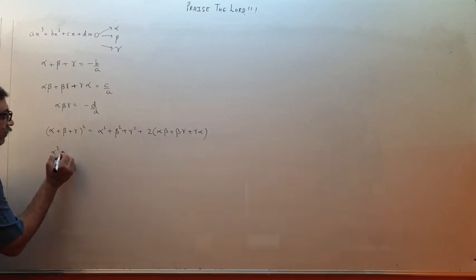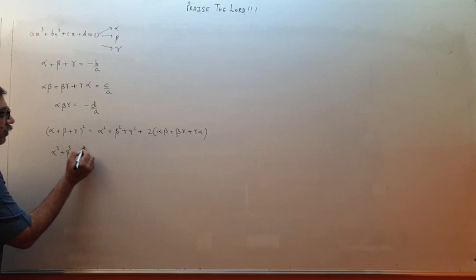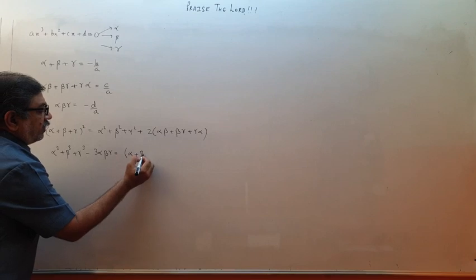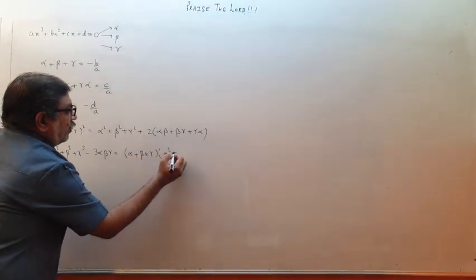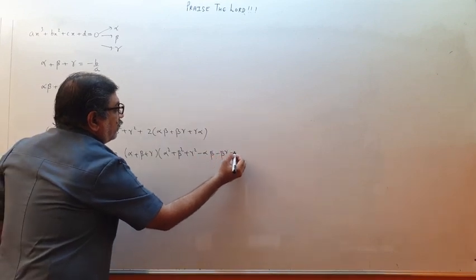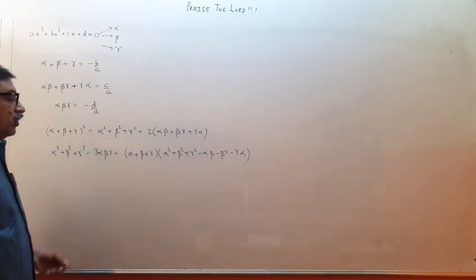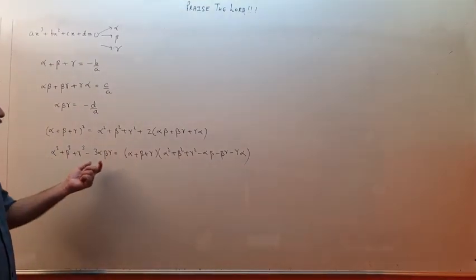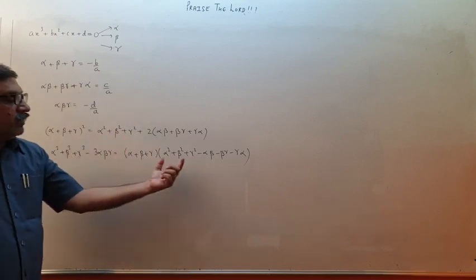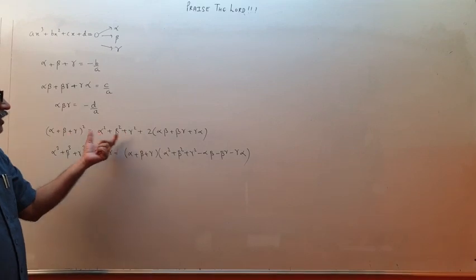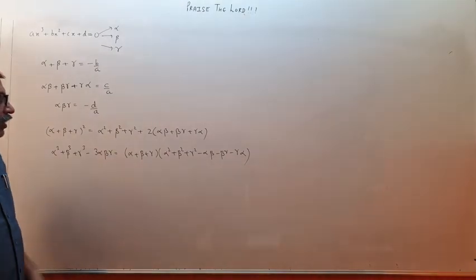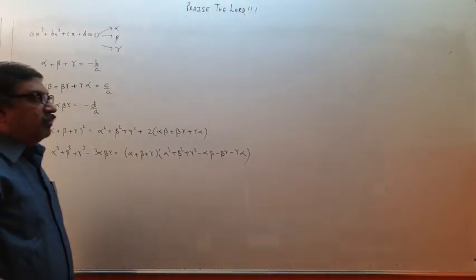And alpha cube plus beta cube plus gamma cube minus 3 alpha beta gamma is alpha plus beta plus gamma into alpha square plus beta square plus gamma square minus alpha beta minus beta gamma minus gamma alpha. So if you want alpha cube plus beta cube plus gamma cube, you know alpha beta gamma, you know alpha plus beta plus gamma from here, alpha square plus beta square plus gamma square you will get from the previous identity. So you can get alpha cube plus beta cube plus gamma cube.